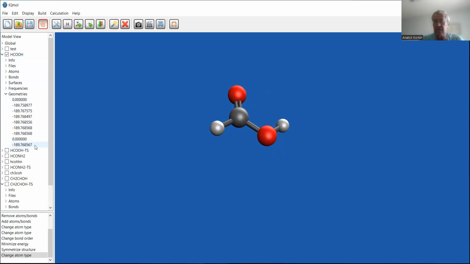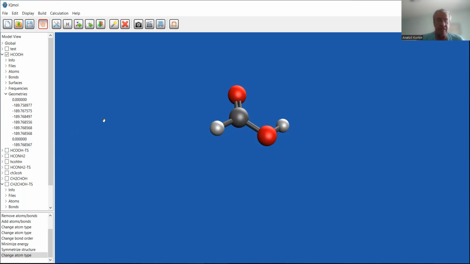This energy is given in Hartree, and Hartree is transformed into kilocalories per mole by the factor 627.5. So when you calculate the difference between these numbers shown here, you have to multiply it by 627.5, and then you will get the energy difference between structures in kilocalories per mole.